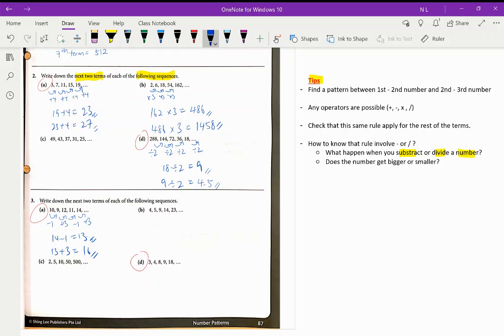So let's look at part B. For part B, from the first to the second is plus 1. From the second to the third is plus 4. From the third to the fourth, it's plus 5. And from the fourth to the fifth is plus 7. Is there any pattern? Mm, I don't think so. So that means you need to consider other ways. So let's try another way.